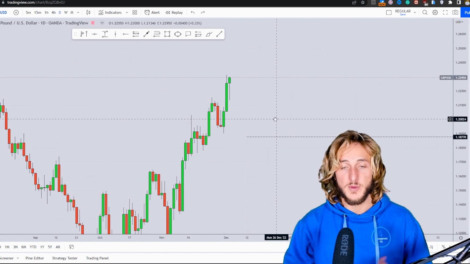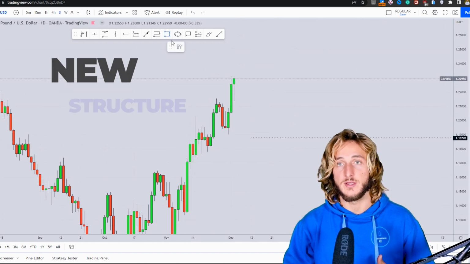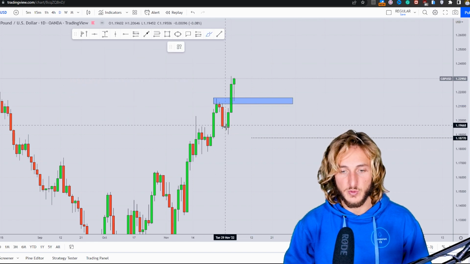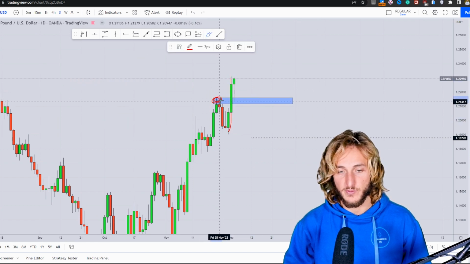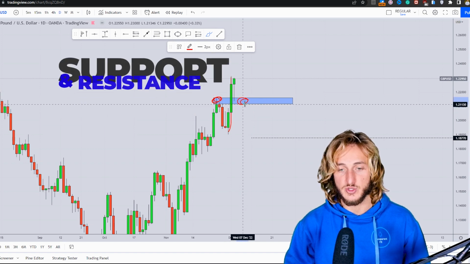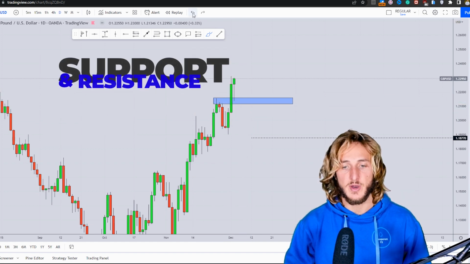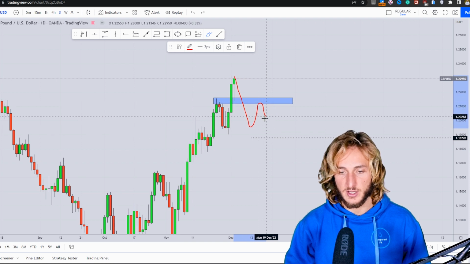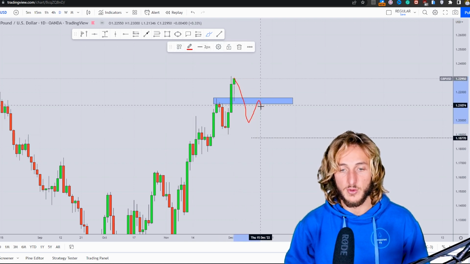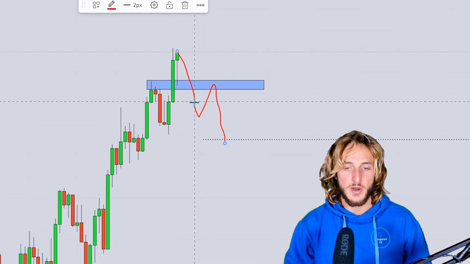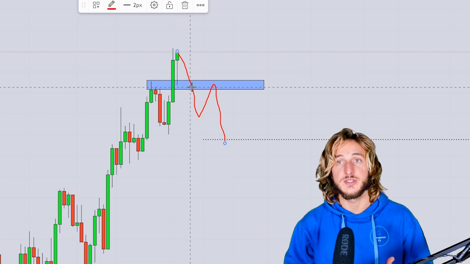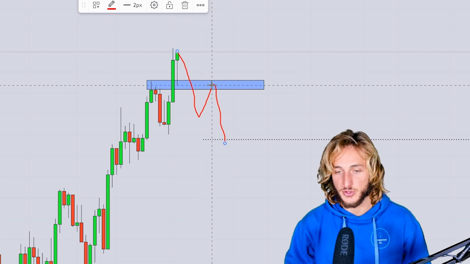However, at the moment, we must notice how we have created new structure here on the daily. In fact, when the market created this move to the upside, breaking above the previous high, this previous high became previous daily resistance, which is now turned support. So if the market is to reach our downside target at this area, what we first need is a break below this area. Now, if the market manages to break below this previous resistance turned support, at that point, this area would once again be turned resistance.